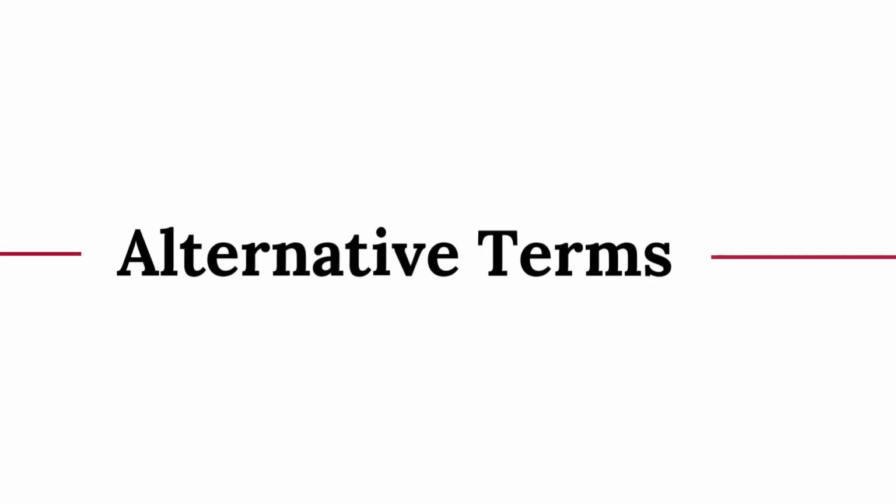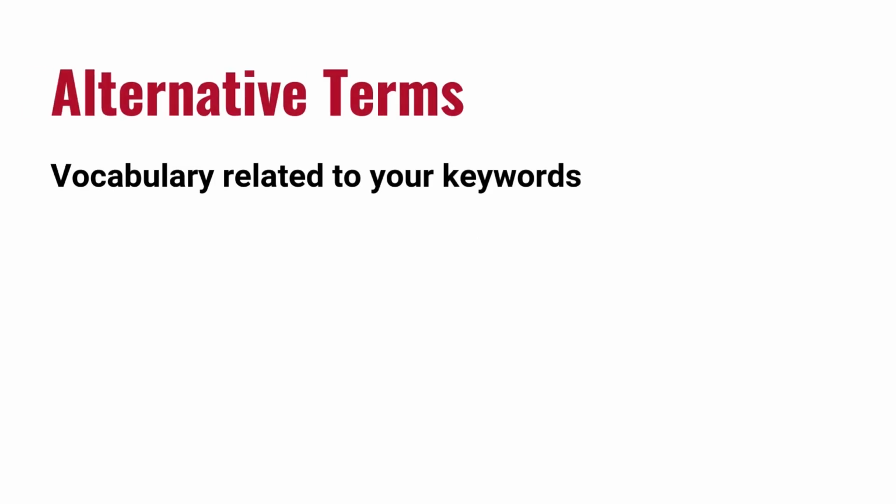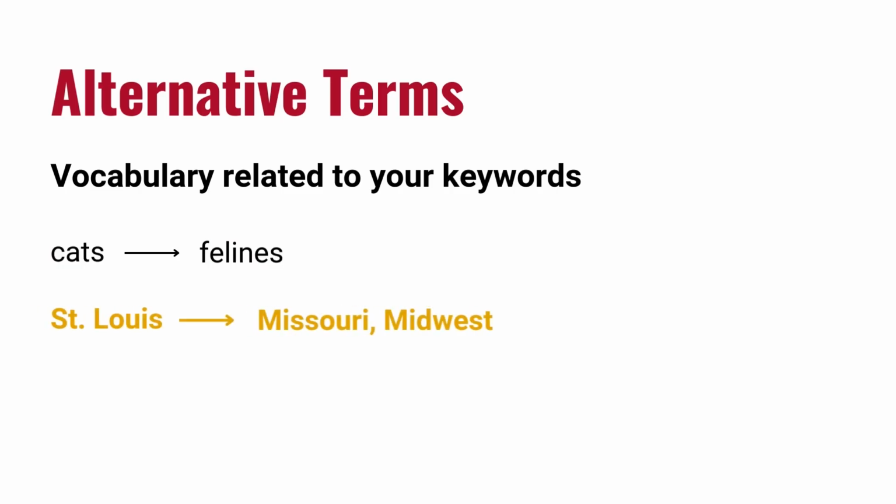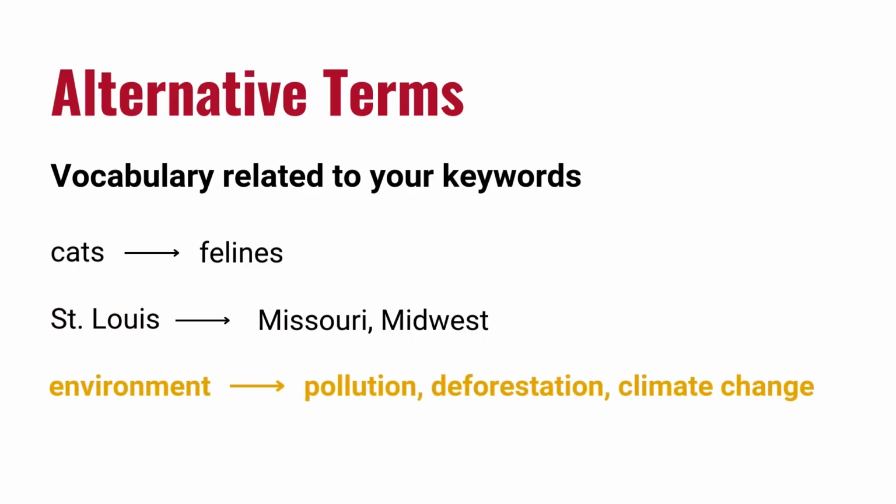What if you aren't finding enough relevant results? You can brainstorm alternative terms the researchers might use to talk about your topic. These words could be synonyms, like saying felines as well as cats. Or they could be words that are more loosely related to our keywords. Research about Missouri could still be relevant to a research topic about St. Louis. Research about pollution or deforestation could be relevant to a research question about the environment.